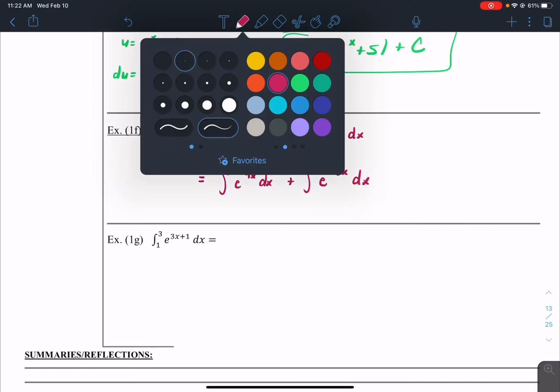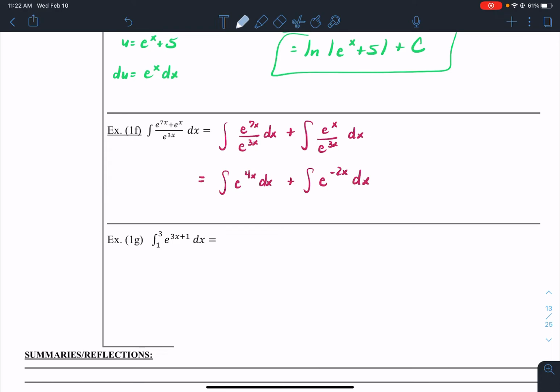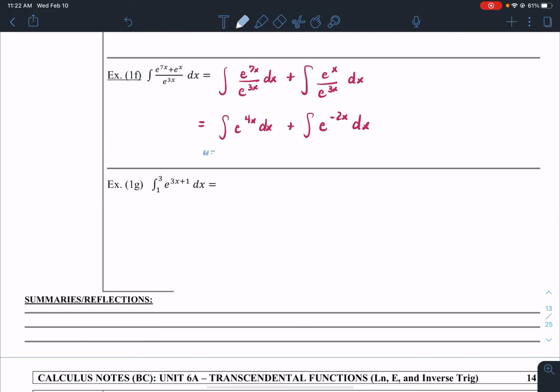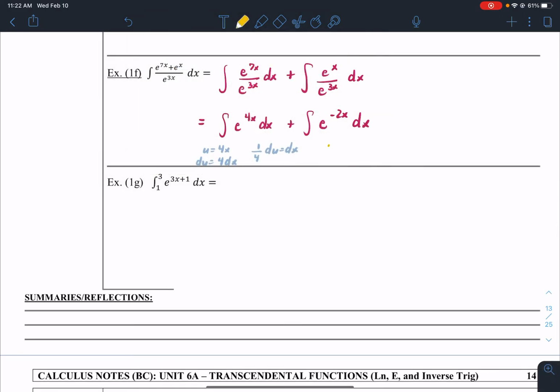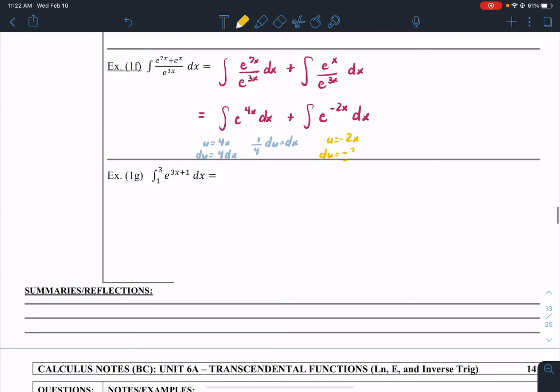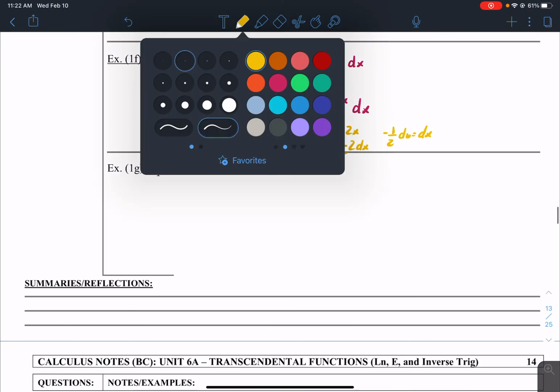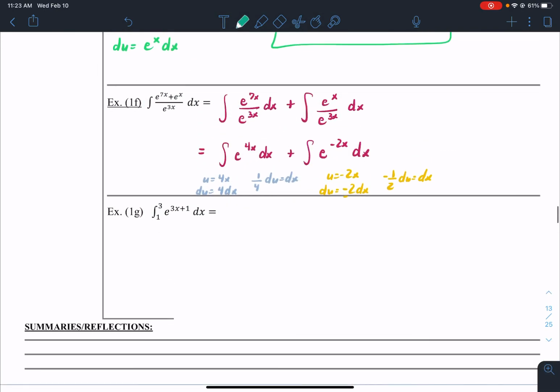So each of these are a completely separate u sub. This is going to be u is equal to 4x. So du is equal to 4dx. So we're going to need an extra 1/4 to balance that one. And then you're going to have u is equal to negative 2x. Du is equal to negative 2dx. So you're going to need an extra negative 1/2 to balance the second one. So let me go ahead and draw an arrow and an equal sign here.